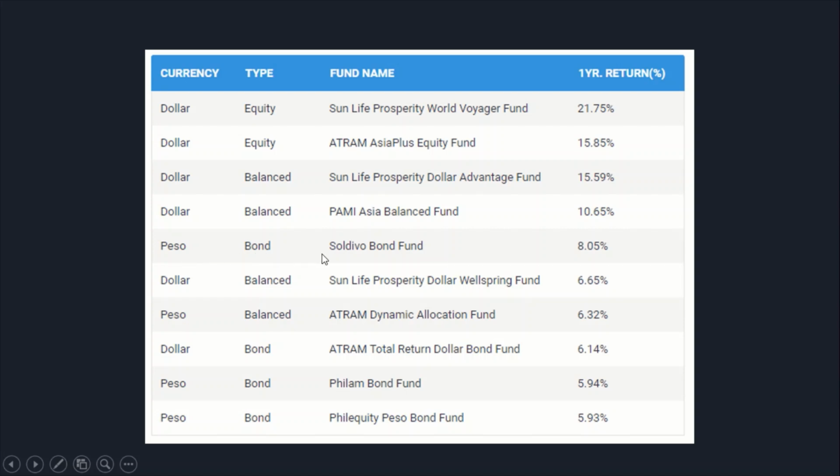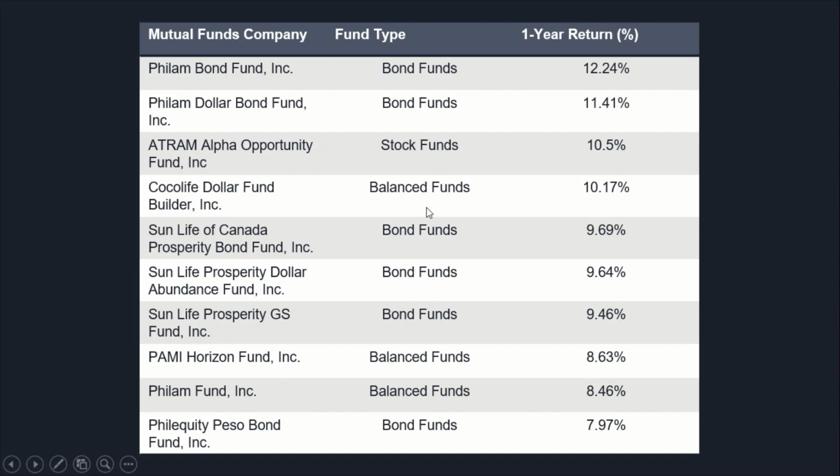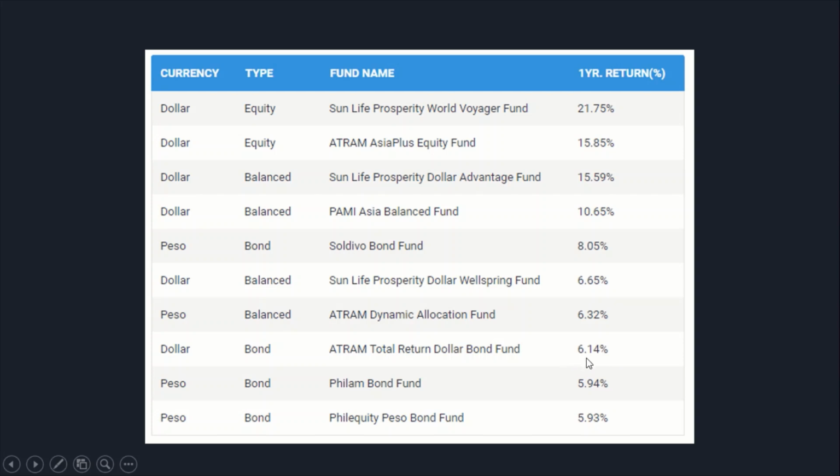And then we have also Soldivo Bond Fund, which is in peso. Sun Life Prosperity Dollar Wellspring Fund. Atram Dynamic Allocation Fund. Atram Total Return Dollar Bond Fund. PhilAm Bond Fund. And Phil Equity Peso Bond Fund. So, kinuha ko tong mga data na to with different sources, just so that I can have a kumbaga parang contrast and comparison among other. Pero kung titingnan natin, di naman ganun nagkakalayo.